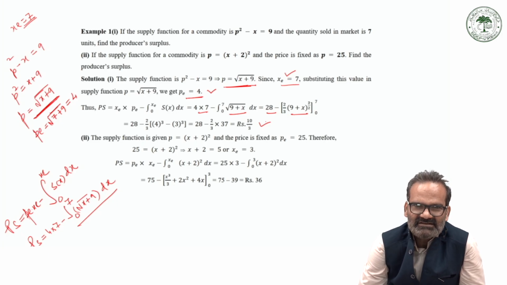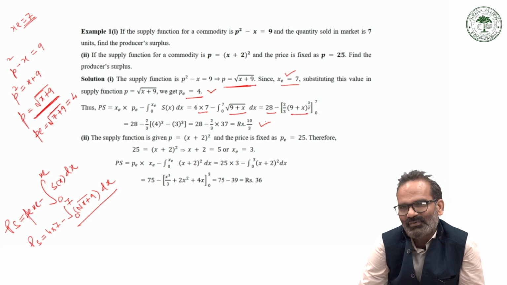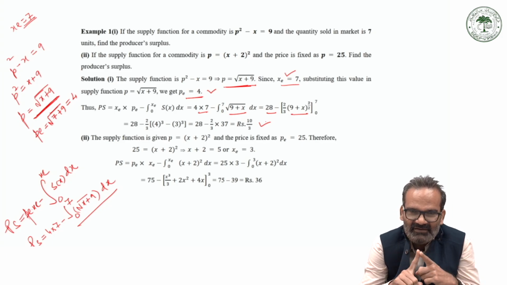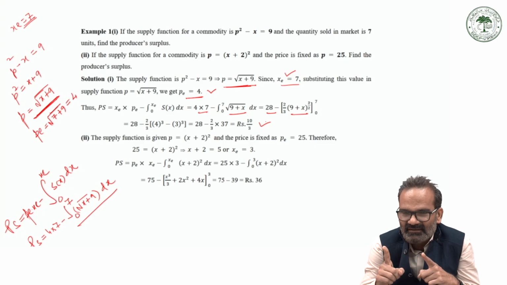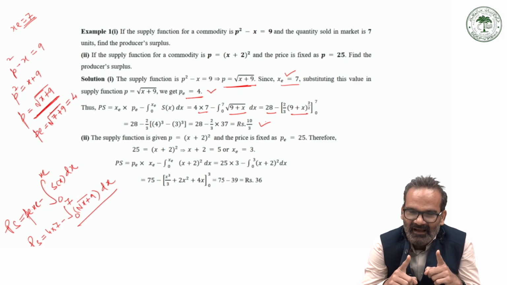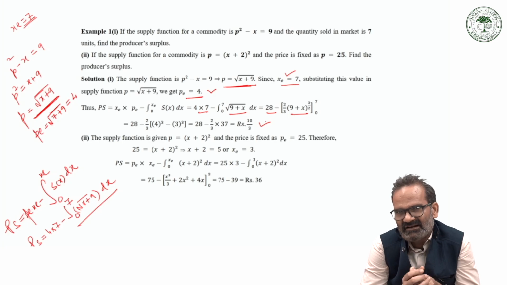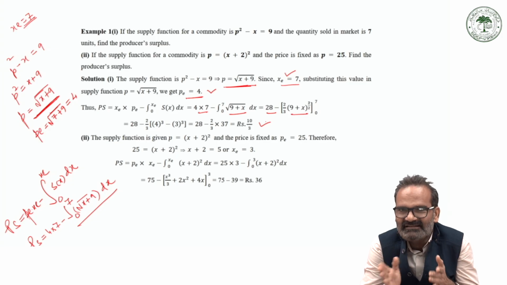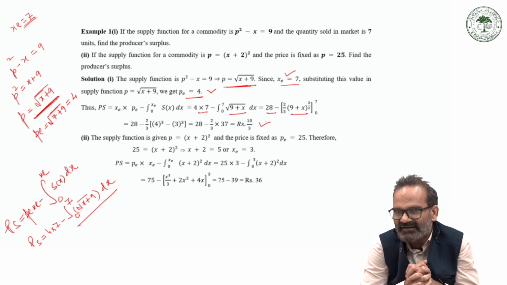Second case, if the supply function for a commodity is given as P is equal to (X plus 2) square, and the price is fixed as rupees 25, find the producer surplus. So look at the difference between example 1 and example 2. The basic difference between these two examples is what? In example 1, the supply function is given and the quantity sold, that is XE, is given. And here in example 2, the supply function is given and the price is given. So naturally, if the supply function is given and the price is given, what is left to calculate? That is the quantity supplied or sold.